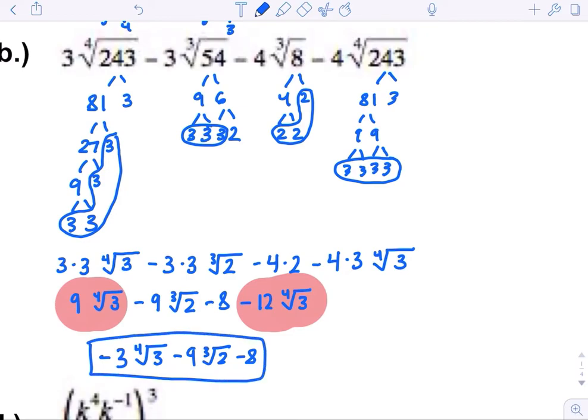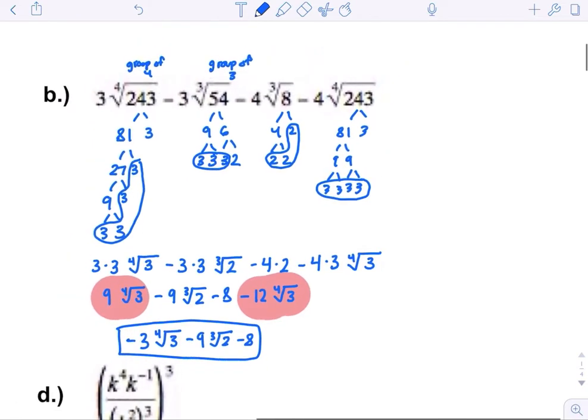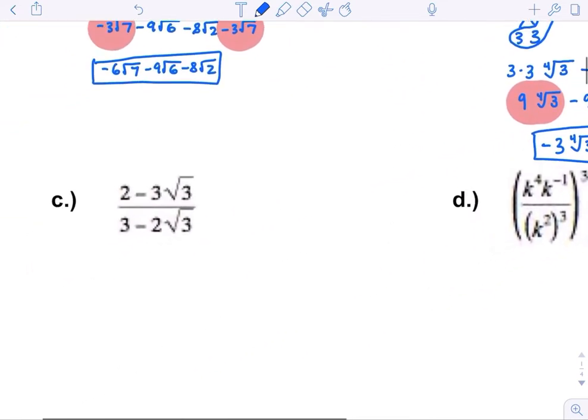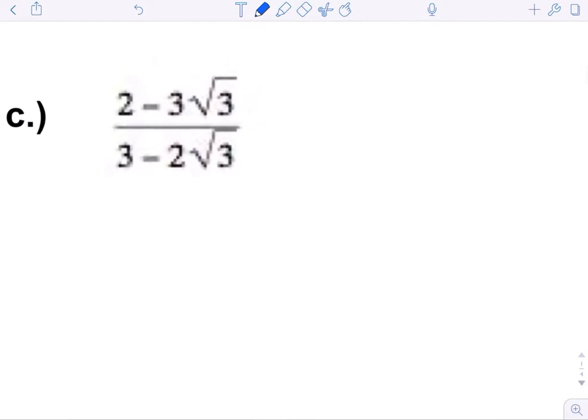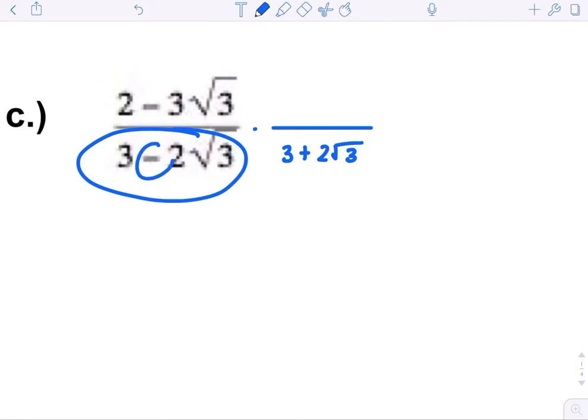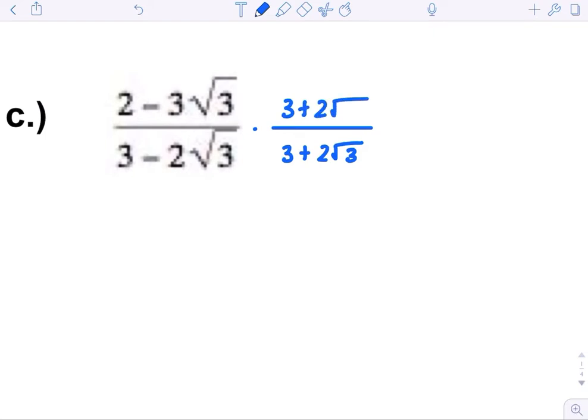And that's your answer for part B. Alright, so here's C, you guys. First you gotta multiply top and bottom by the conjugate. So 3 plus 2 radical 3. Notice, you guys, the conjugate of the denominator is the same terms with the opposite sign in the middle. So you multiply top and bottom by the conjugate of the denominator.